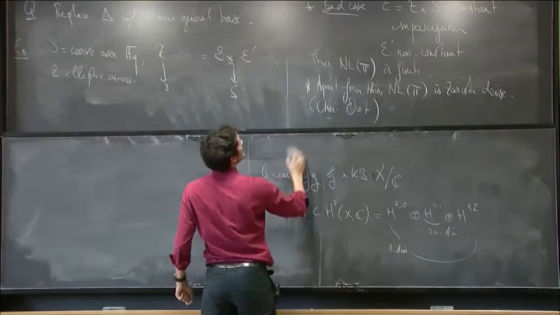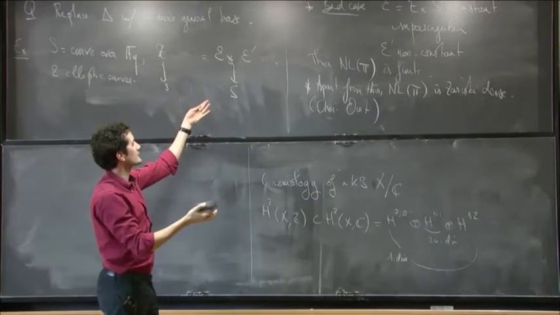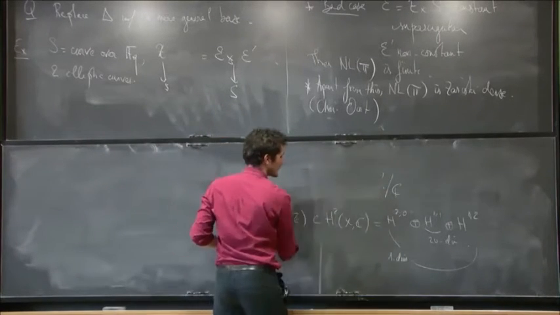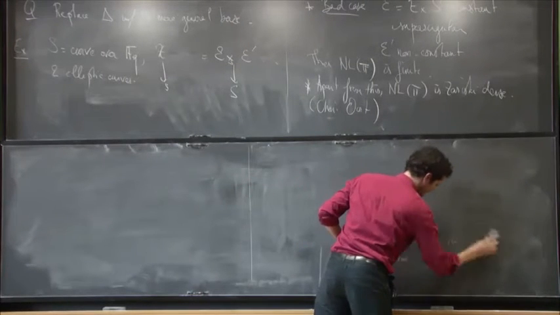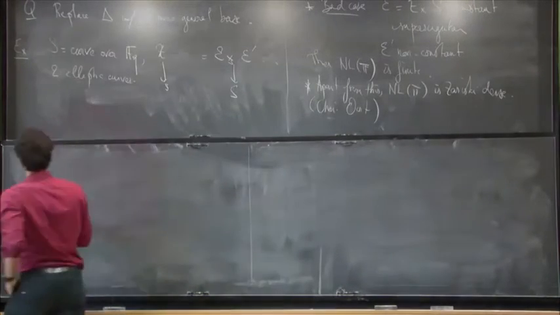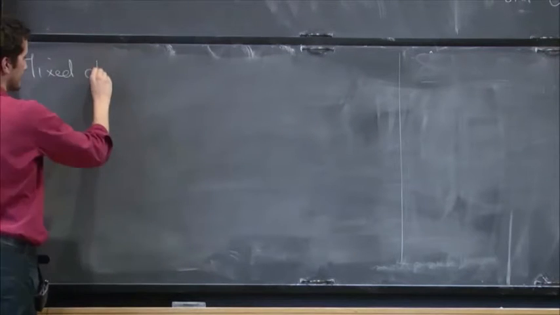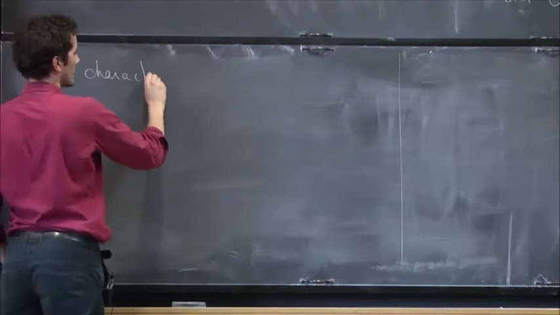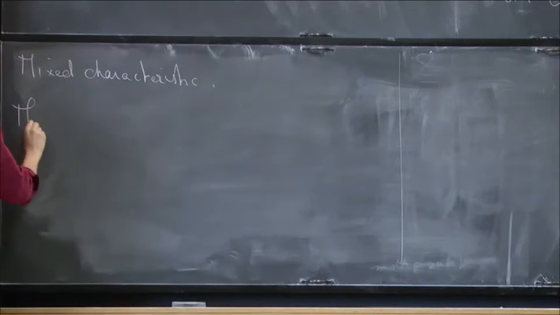Well, I mean, there's a fairly good sense of why this fails. This is because of some ordinarity condition, right? So here is the theorem I want to prove today, in the mixed characteristic. And this is the following.